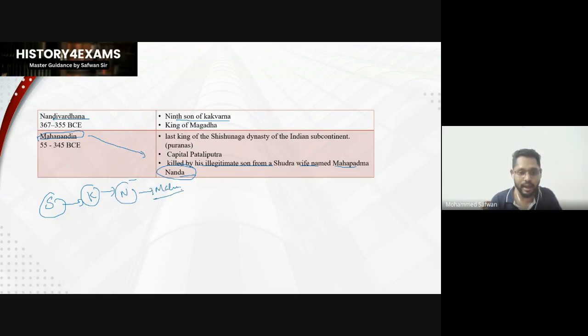Mahanandin had one son called Mahapadmananda, and Mahapadmananda is going to kill his father Mahanandin in 345 BC in Pataliputra, because Mahanandin was ruling at Pataliputra. He is the last king of the Shishunaga dynasty of the Indian subcontinent according to the Puranas. Basically, understand this much of the chronologically important points.